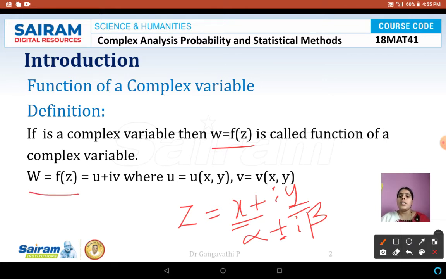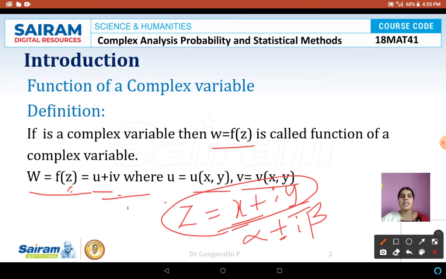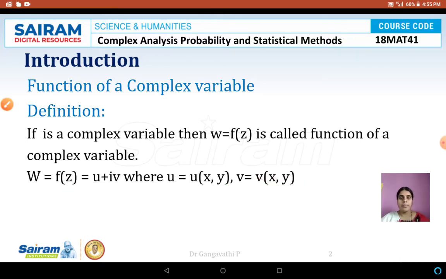So here w is equal to f of z is equal to u plus iv. We are going to consider u plus iv where u is a function of x and y and v is also a function of x and y, because w is a function of z, where z in turn depends on x and y. Therefore u and v, the real and imaginary parts of the complex function, depend on the variables x and y.